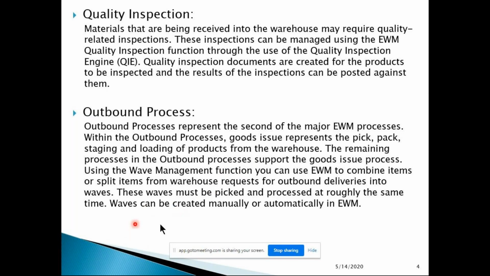So waves can be created automatically or manually. What a wave is, it's like grouping of several deliveries to optimize your picking operations. For example, if you process one by one delivery individually, then even though it might be the same material, let's say you have 100 deliveries, 100 line items in those deliveries, and you are processing one by one, what will happen? You will create a picking warehouse task for the delivery.